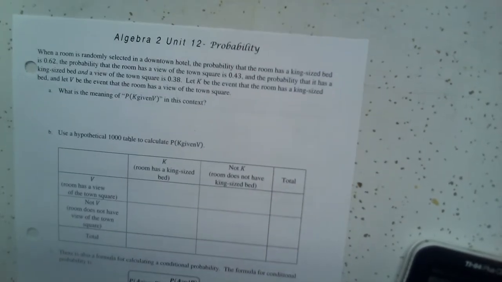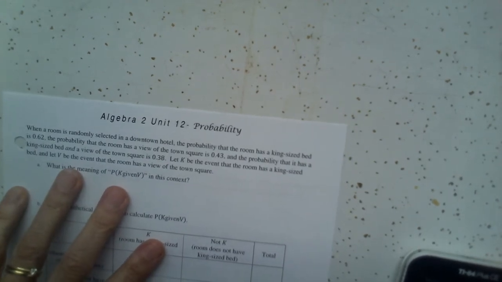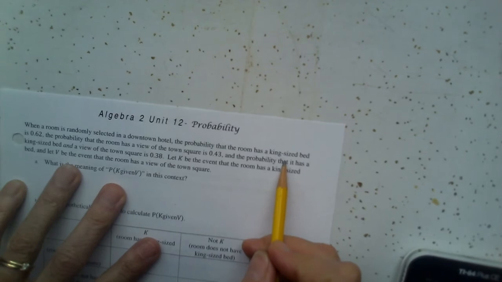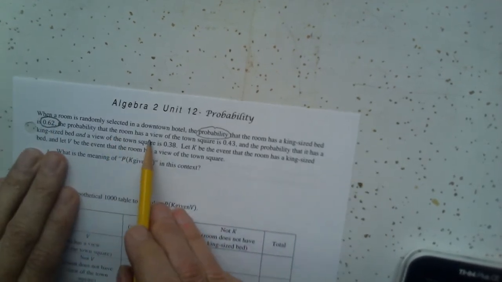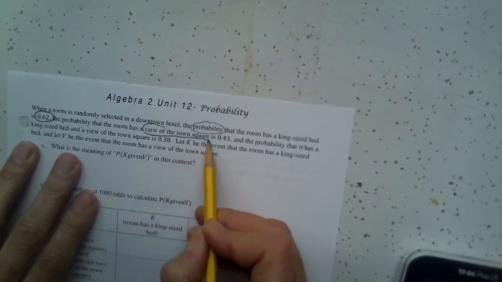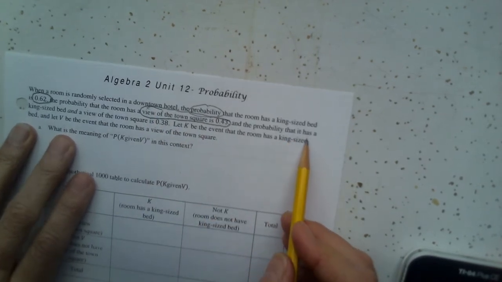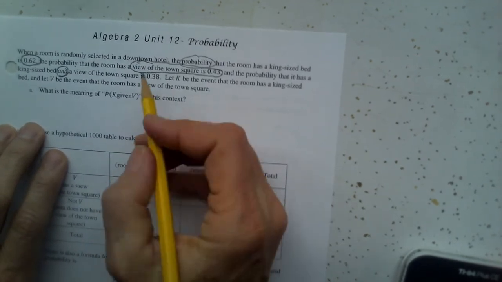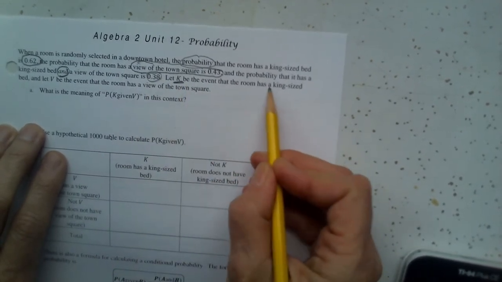So now we're going to go on with our last exercise. We're talking about a hotel room. We have a fancy hotel room, and this fancy hotel room has king-size beds in some of the rooms, and the probability that there's a king-size bed in the room is 62%. There's a probability that this downtown hotel has a view of the town square, 43%. And the probability that it has a king-size bed and a view, and remember, we only need 3 different probabilities to fill out a hypothetical 1,000 table, is 0.38. So K means it's got a king-size bed. V means it has a view of the town square.